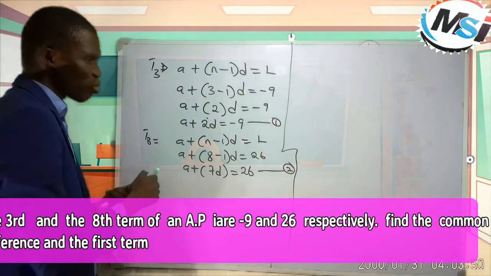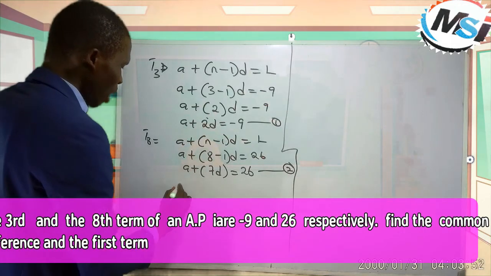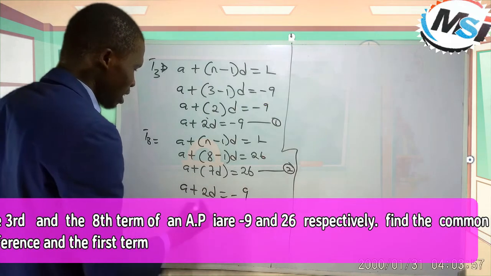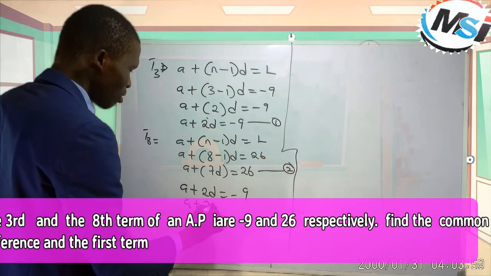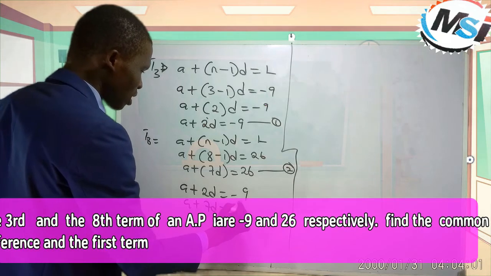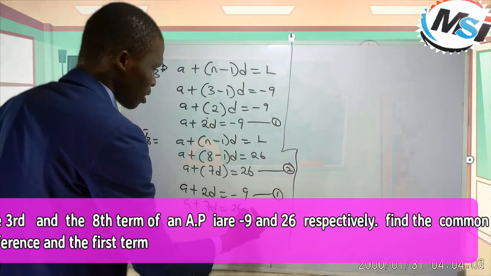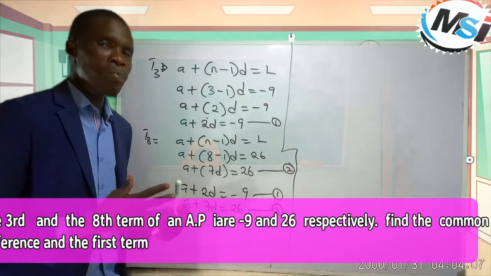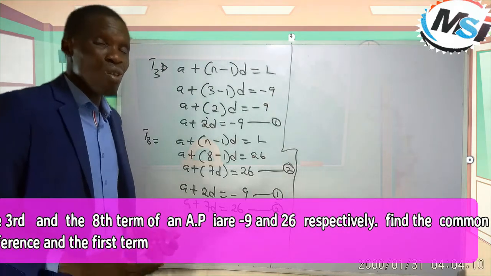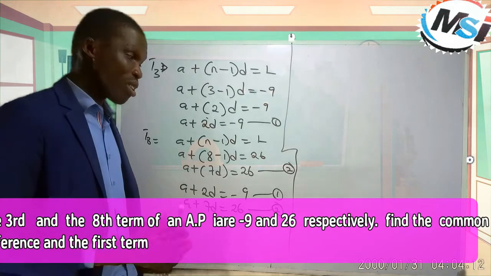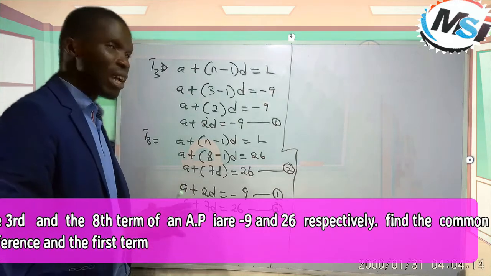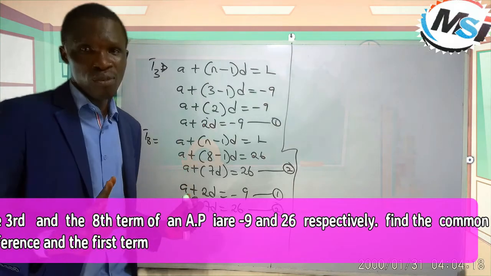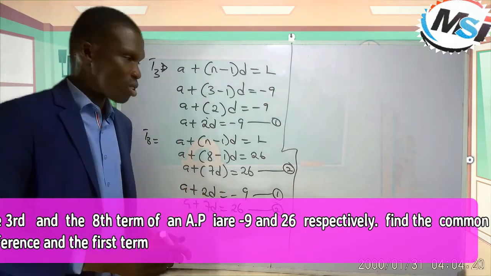So let's bring these two equations together. We are going to have A plus 2D equals -9, A plus 7D equals 26. This is equation 1. This is equation 2. Now, I love using the substitution method. Some students love using the elimination method, but I love using substitution. Whichever method you love using, you can use.